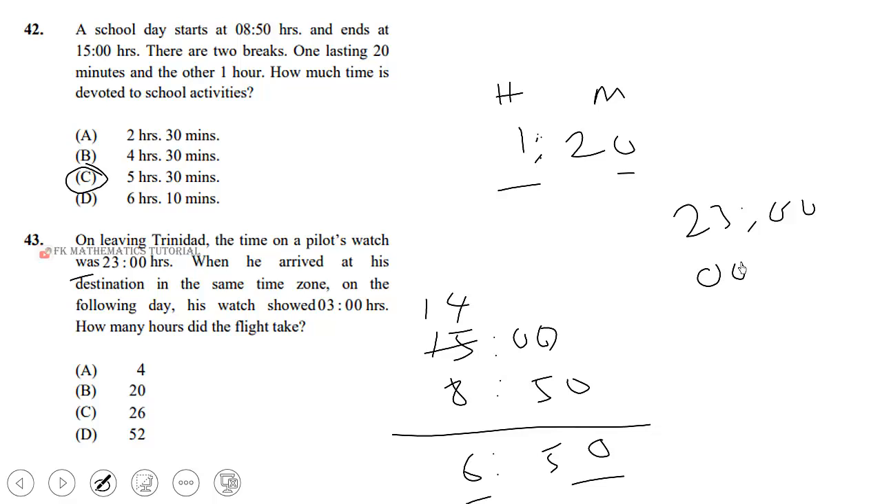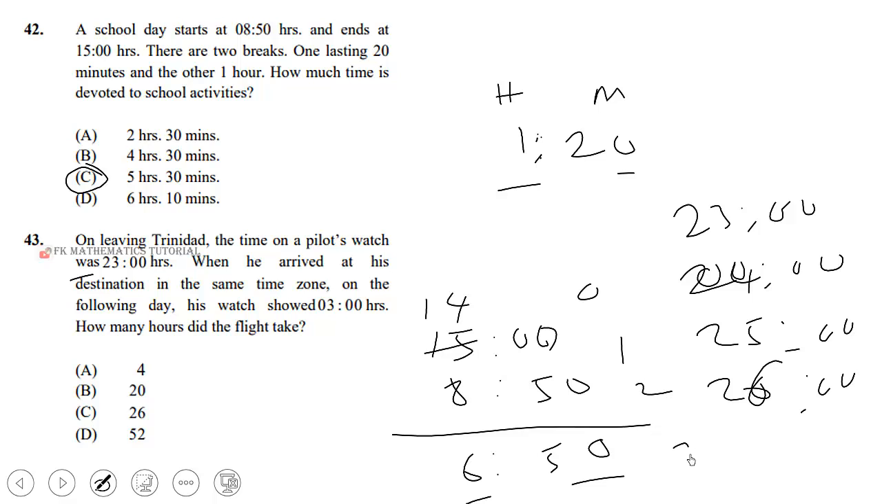0 hours, or let's say 24 hours. Then the next one will be, so this 24 hours is 00. Then the next one is 25 hours, which is 100. Then the next one will be 26 hours, which will be 200. So the 300 will be 27 hours.